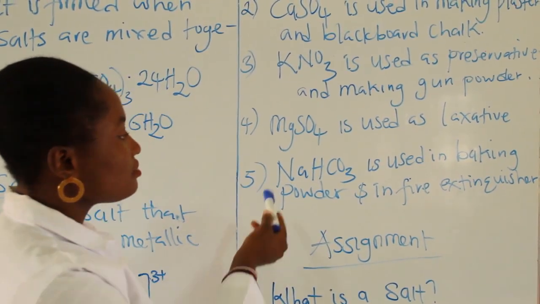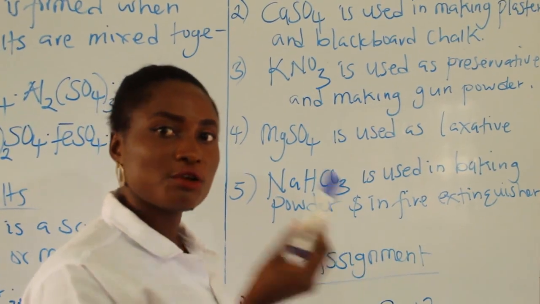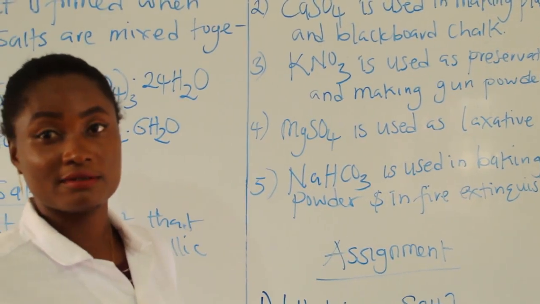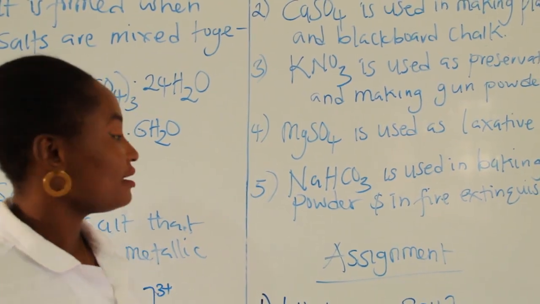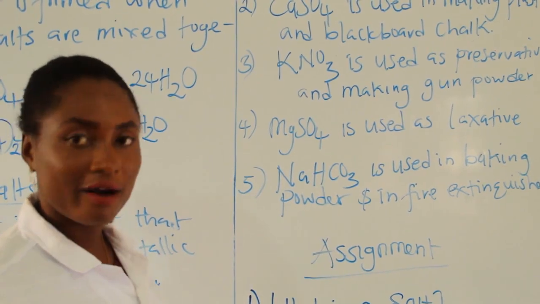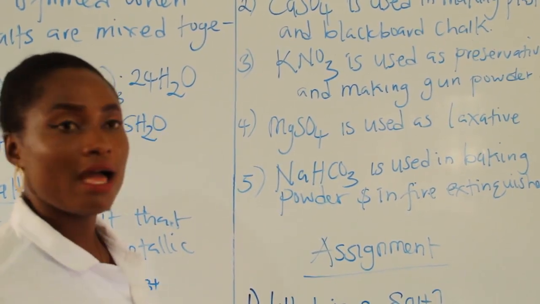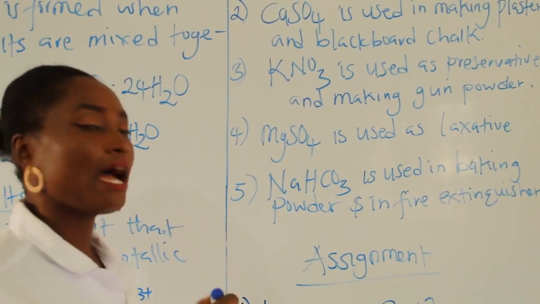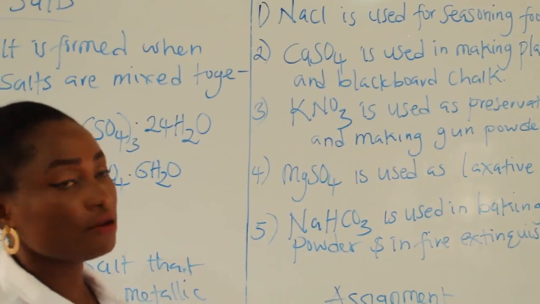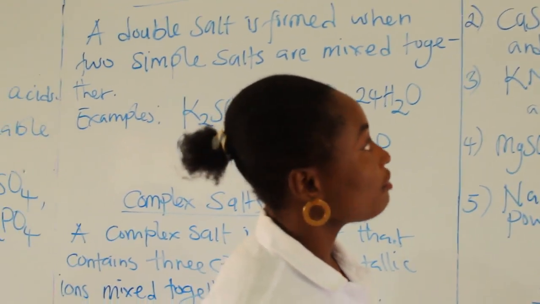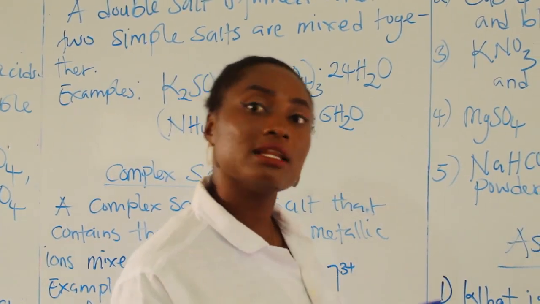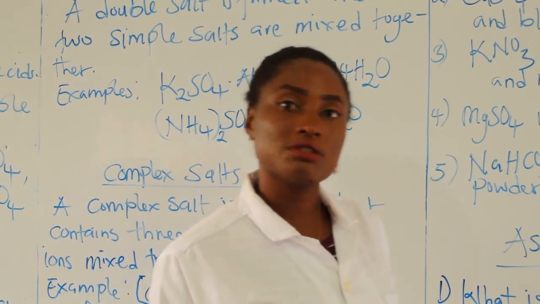Then finally, sodium hydrogen carbonate. I'm sure those of you that are into baking know this. Sodium hydrogen carbonate is a salt, and it's called baking powder. So it's used for baking, and it's also found in fire extinguishers. So these are the different uses of salt. You can go and do more research on other types of salts. For the sake of this class, we'll just look at 5 uses of salt.